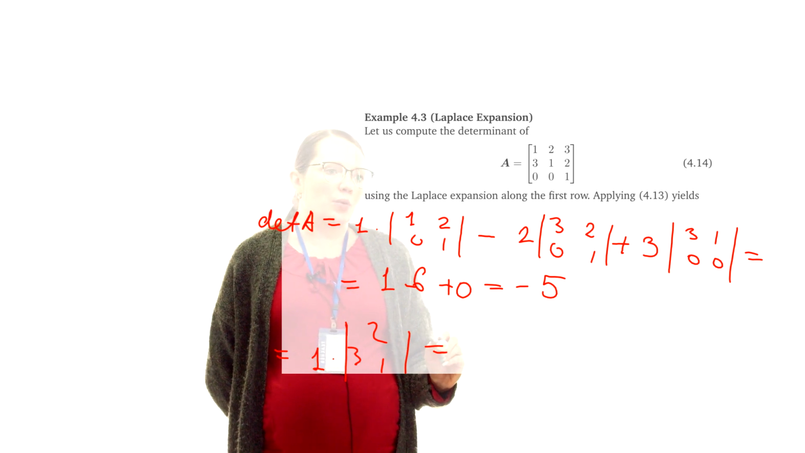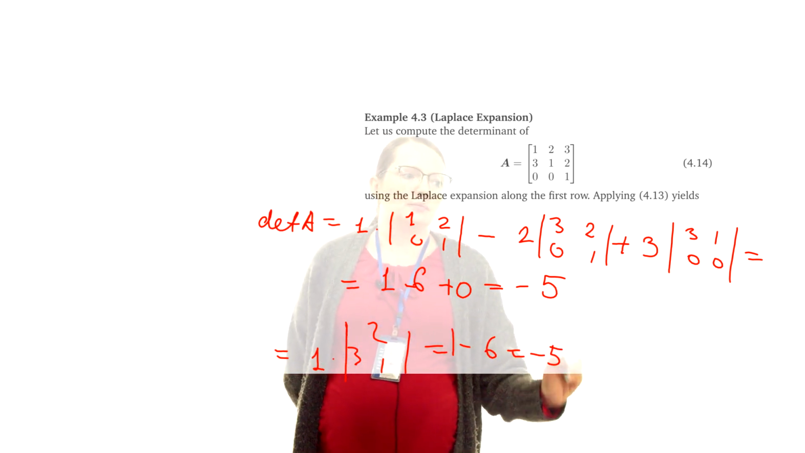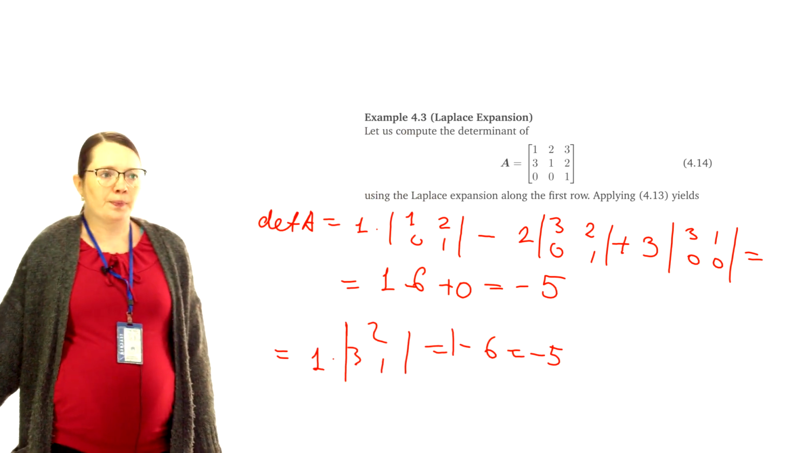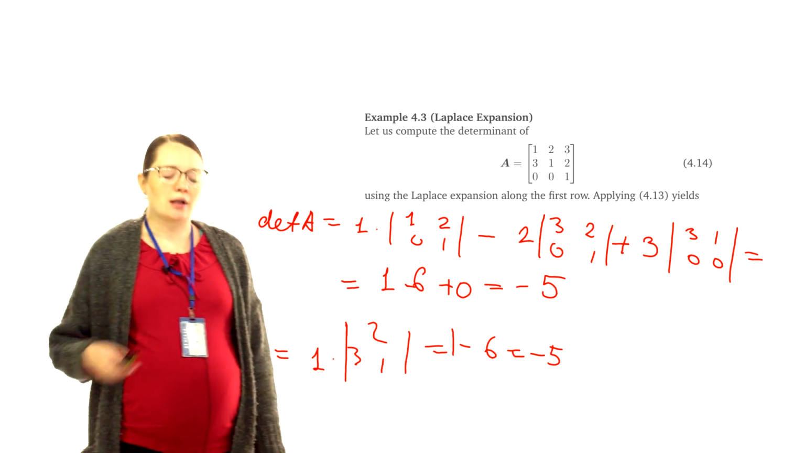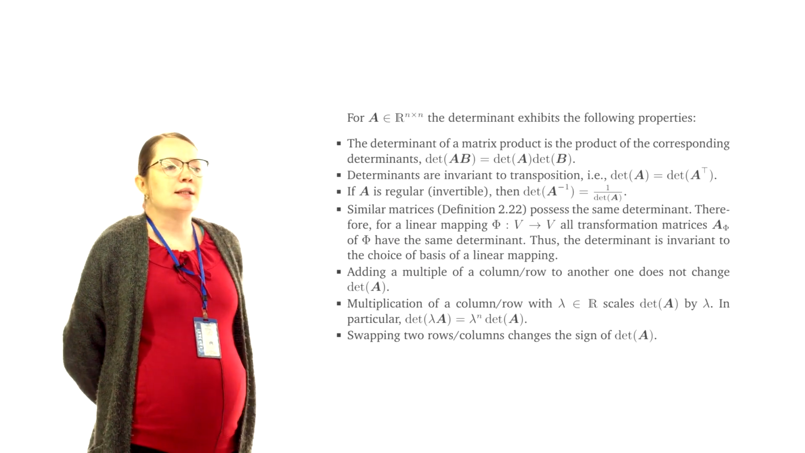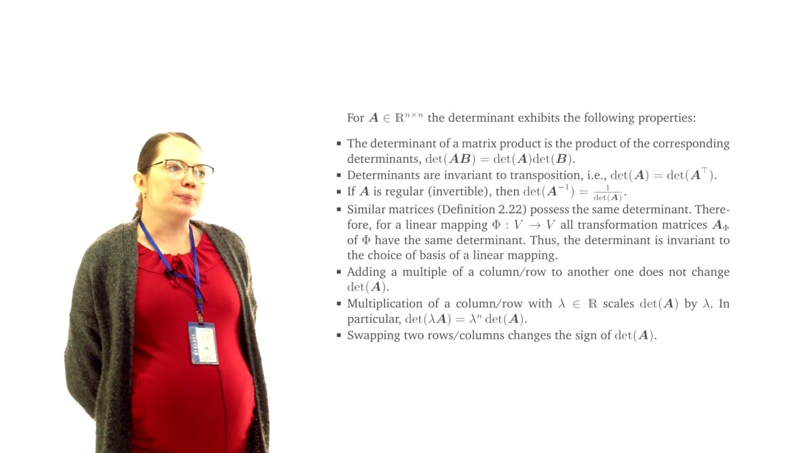So we get 1 minus 6 again, which is minus 5. And so on. If you want, you can choose a column instead of a row and do the same with a column.